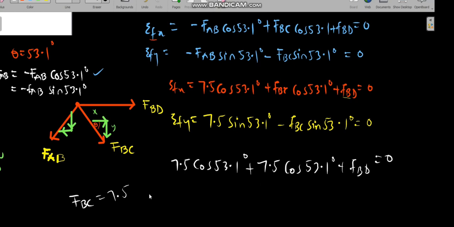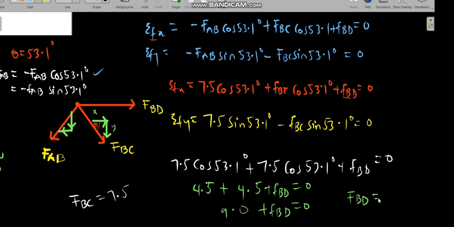So let's simplify this. First, 7.5 cosine 53.1 gives me 4.5. Plus 7.5 cosine 53.1, the same thing, so plus 4.5, again plus FBD, should be equal to 0. Let's make FBD the subject. This 4.5 plus 4.5 gives me 9.0, plus FBD equal to 0. So I get my FBD to be equal to negative 9.0 kilonewton.